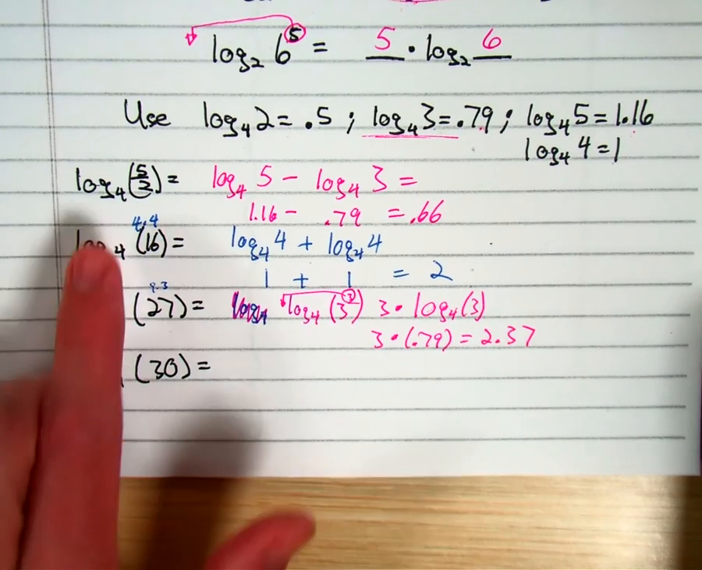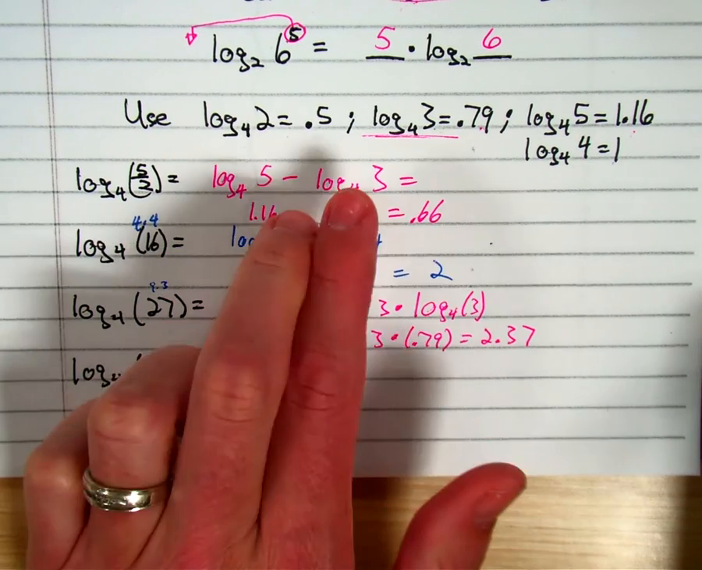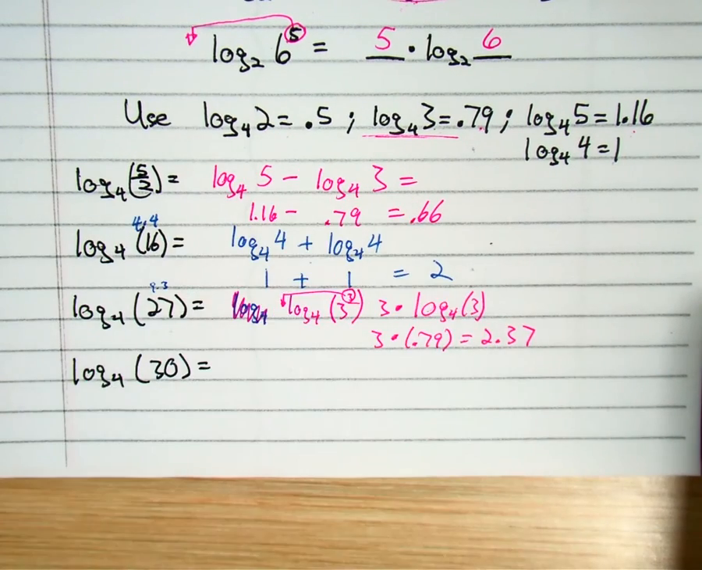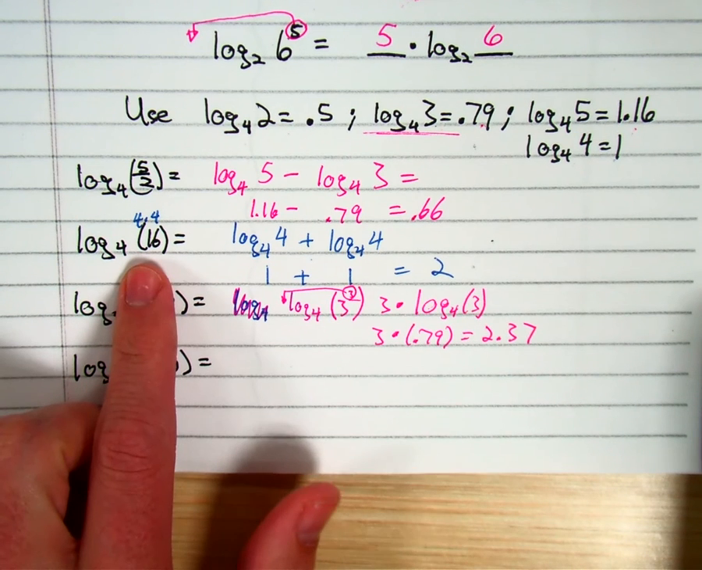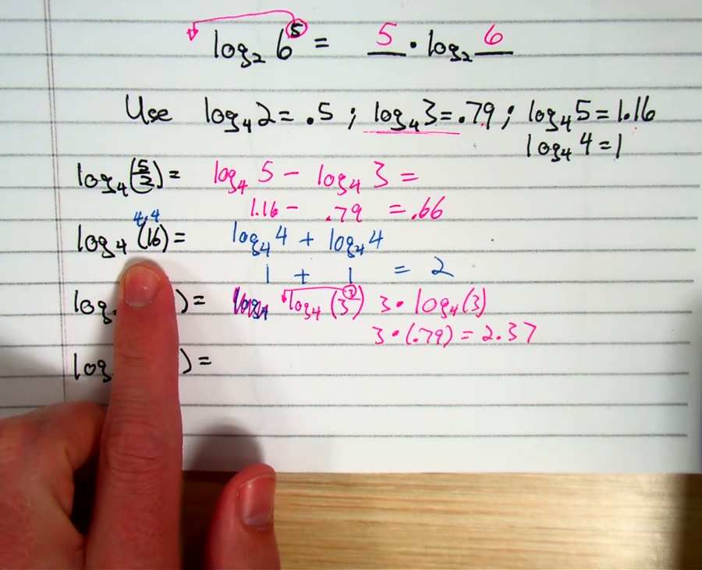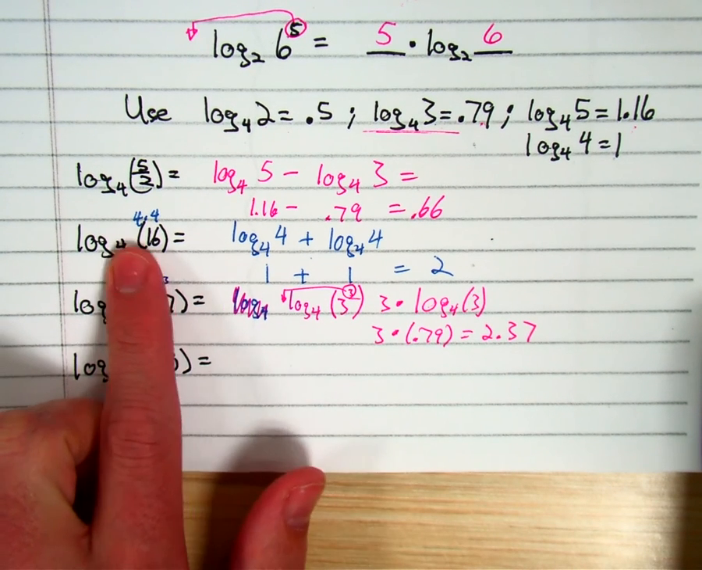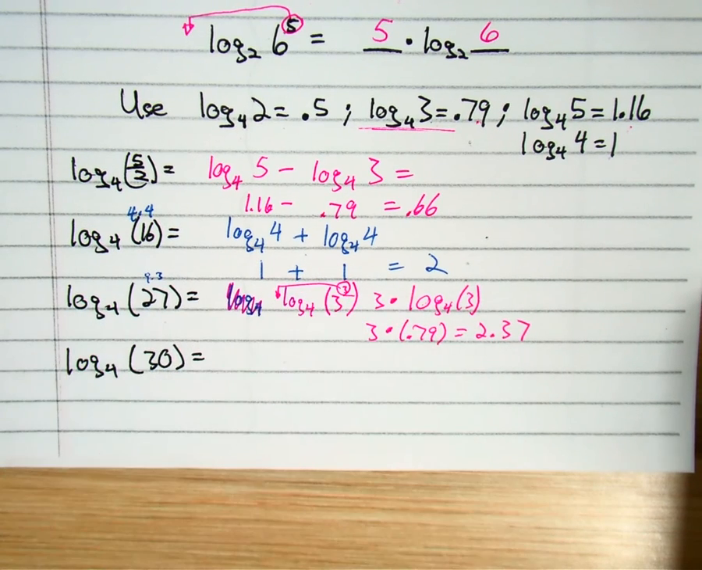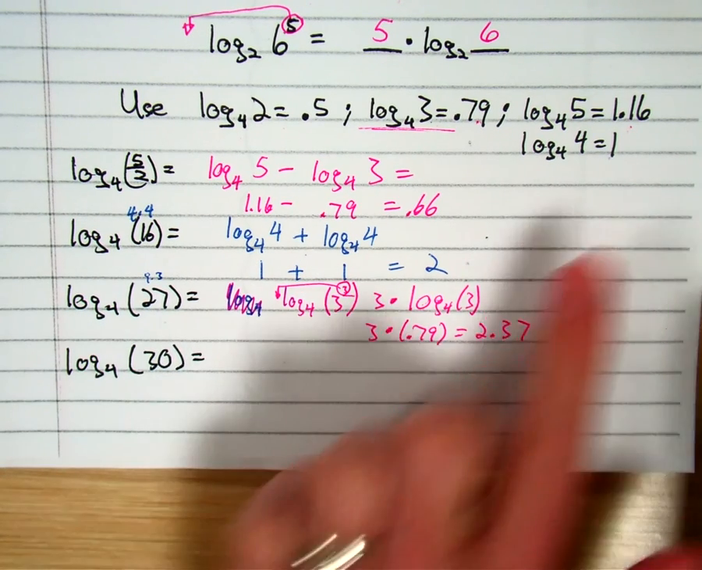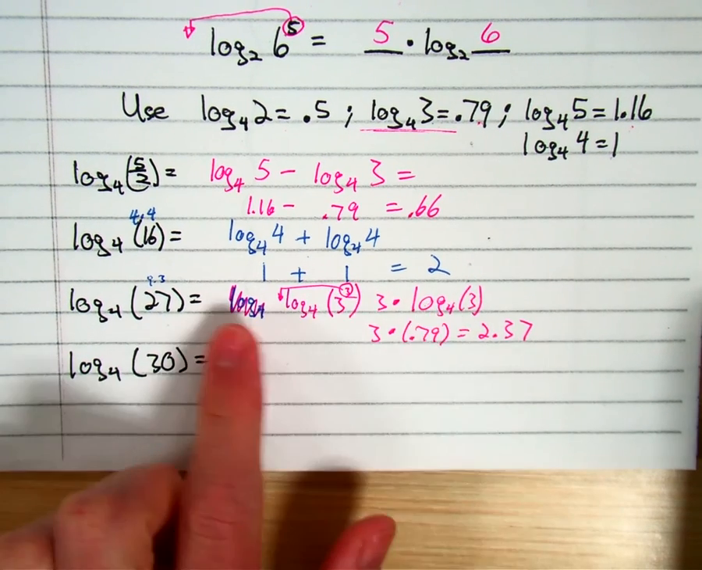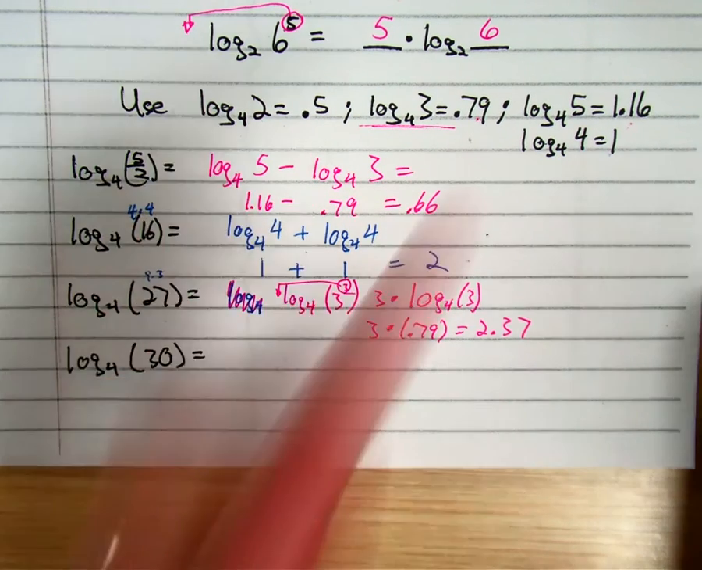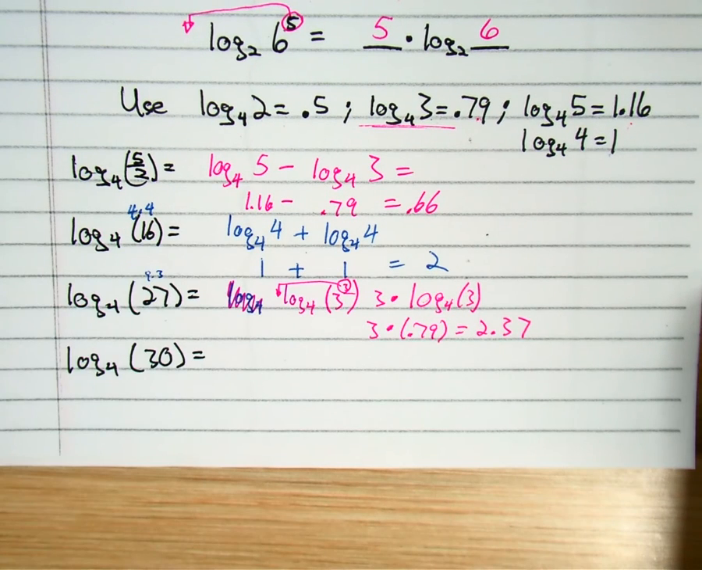Okay, we did a quotient property where I split them apart into subtraction and used these values here to subtract. Okay, 16 we said could have gone multiple ways. We chose to go with a product property, 4 times 4. So that was log base 4 of 4 plus log base 4 of 4. And that was 1 both times. 1 plus 1 is 2. Okay, don't expect it to be so nice and clean. You're probably going to have a decimal plus a decimal in your actual problems on the book.